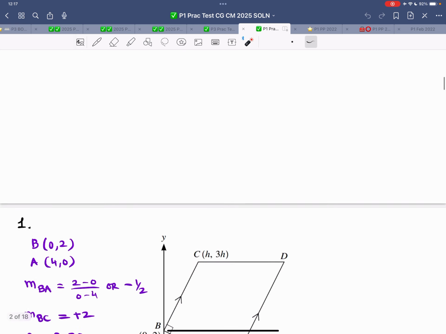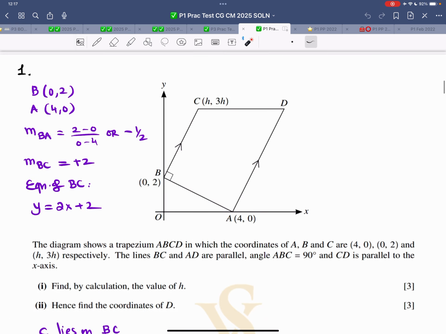So now let's look at the solution. First of all, we have B, we have A, we know that the gradient is negative. This is change in y over change in x, 2 over 4, that is half with a negative sign. Therefore, gradient of BC, or for that matter, gradient of AD should be positive 2. If I am interested in the equation of BC, I'll plug in the gradient, and this is y equals mx plus c.